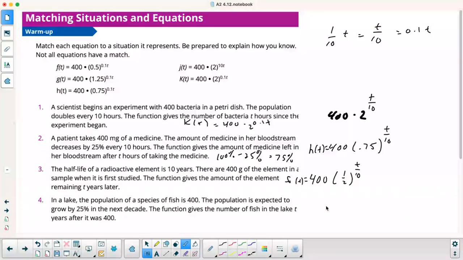And then last one, start out with 400 for your population. It grows by 25%. So it's 100% plus 25%, 125%. So that's your growth factor, 1.25. And since it's every decade, every 10 years it doubles, we want t to represent years, it's t divided by 10 or 0.1t. So that one ends up being the g of t.